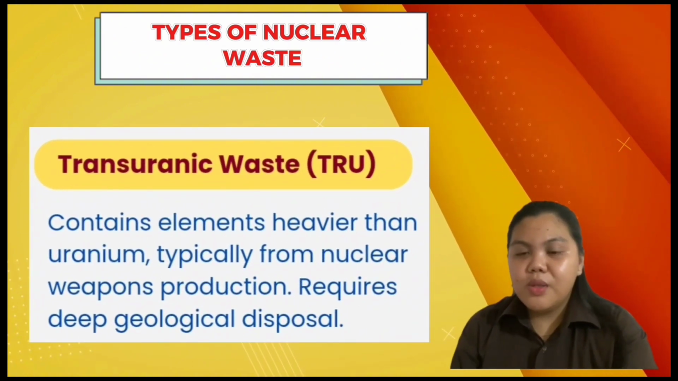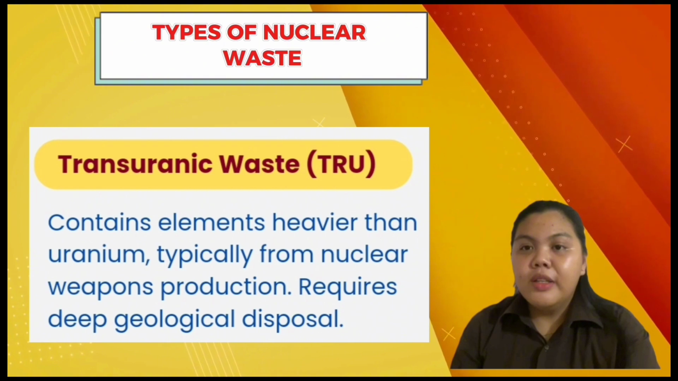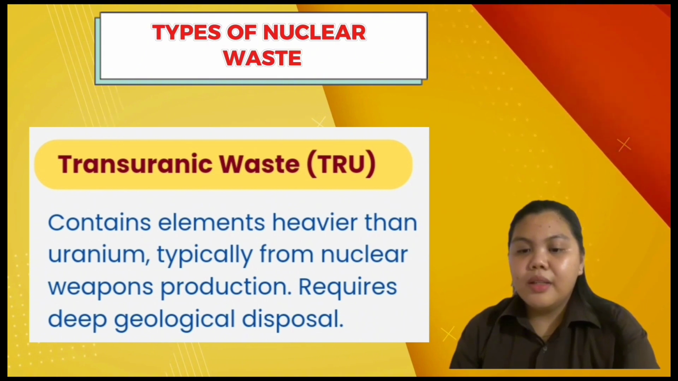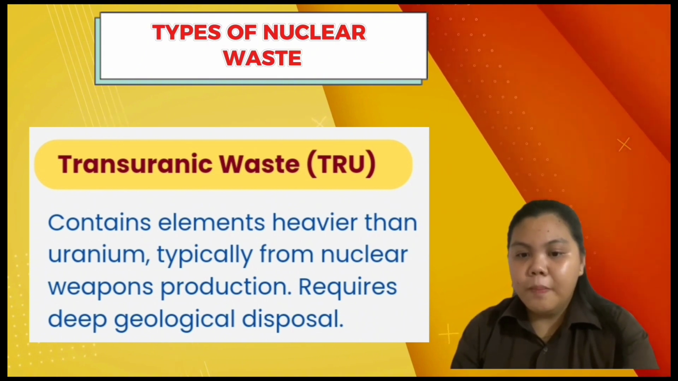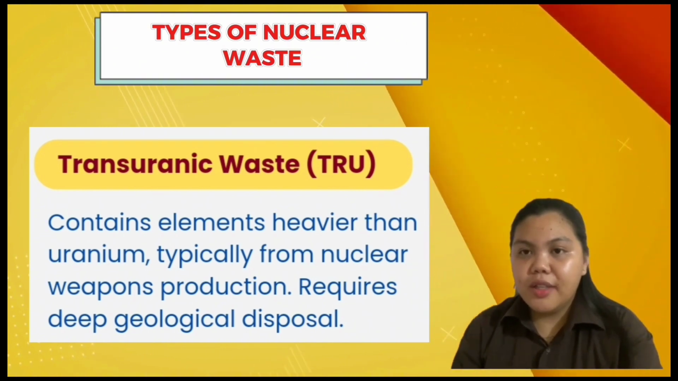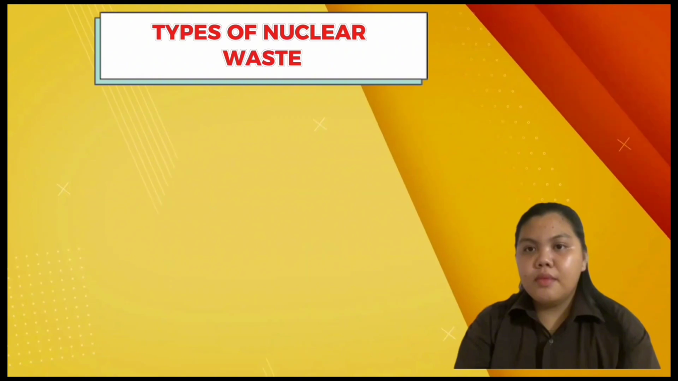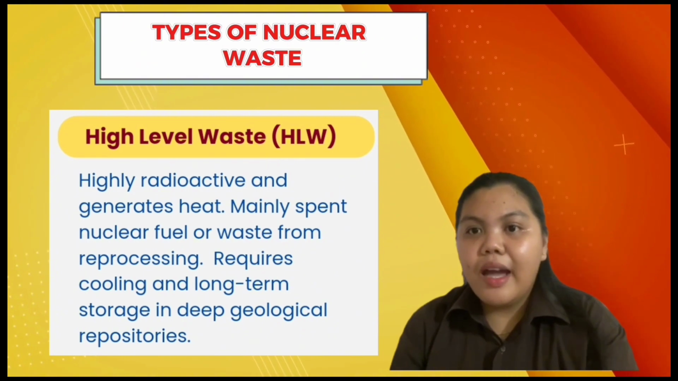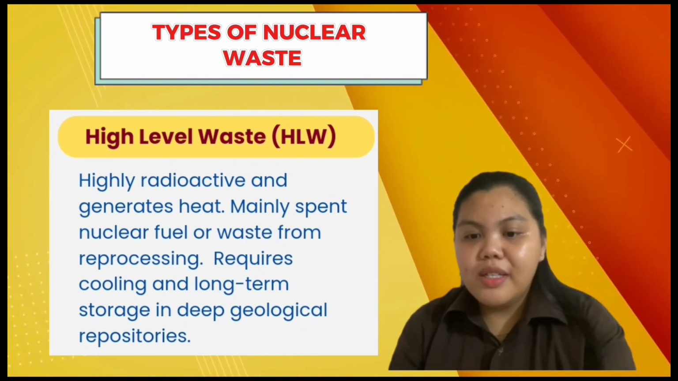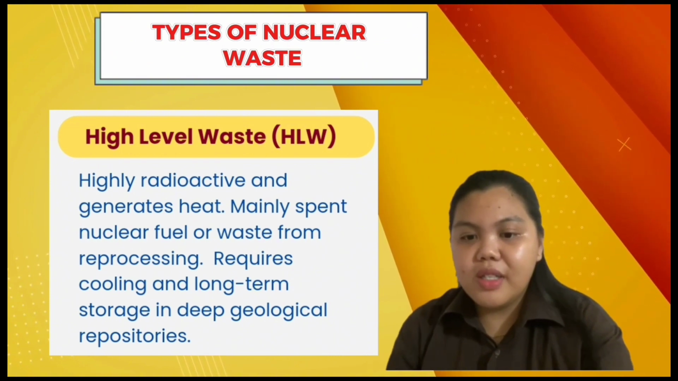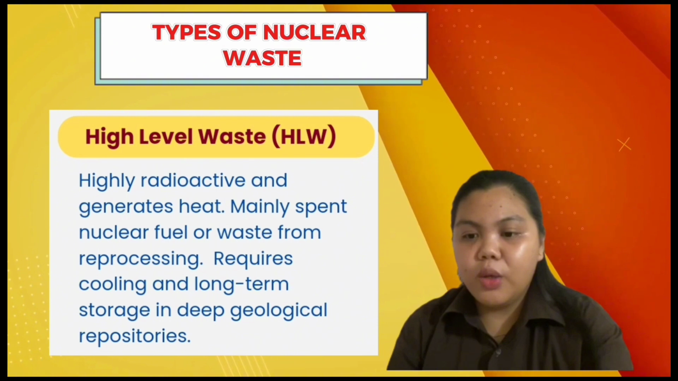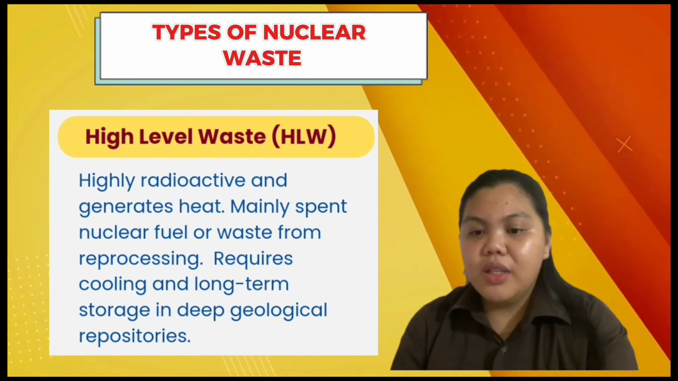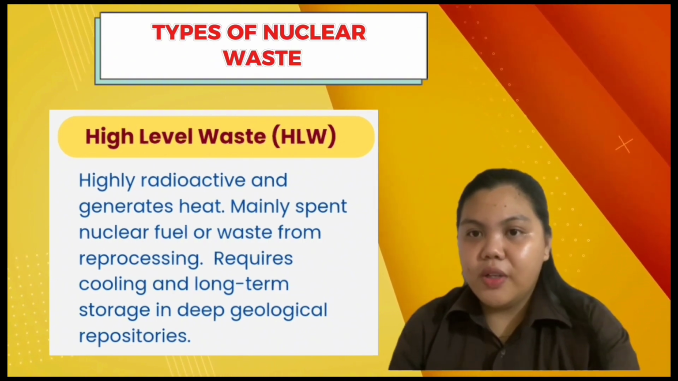Next would be the transuranic waste, or the TRU. This type of nuclear waste contains elements heavier than uranium, typically from nuclear weapons production. This requires deep geological disposal. And lastly, high-level waste. This type of nuclear waste is highly radioactive and generates heat, mainly spent nuclear fuel or waste from reprocessing. This requires cooling and long-term storage in deep geological repositories.